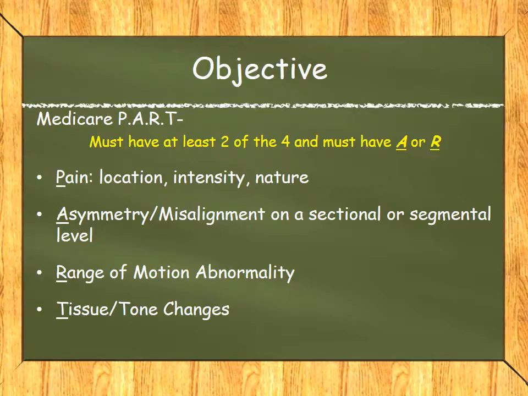You've got to have at least 2 of the 4, and at least 1 of those 2 has to be the asymmetry or range. They don't have to have pain. They don't have to have tone or tissue changes, but they do have to have at least one of them either indicate an asymmetry, and let's ask them, pray tell, what's an asymmetry? Listing. Or a range. They don't have to have both.